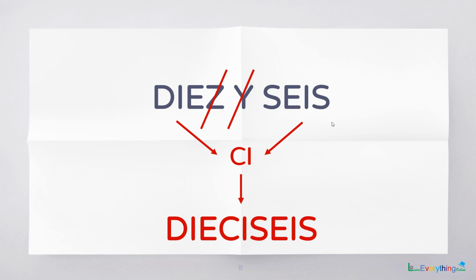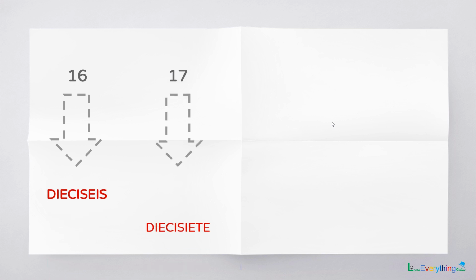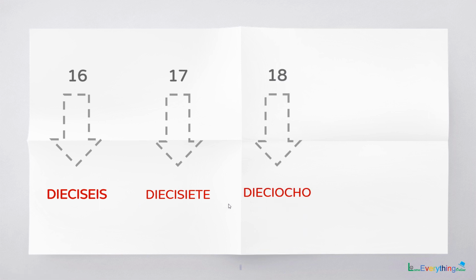Similarly, for the numbers from 16 to 19 we have, for 16 like we saw, dieciséis. For 17, that is the diez part, then the CI part and the siete, diecisiete. For 18 we have dieciocho. For 19 we have diecinueve. You can pause the video here and try saying them out loud and clearly.